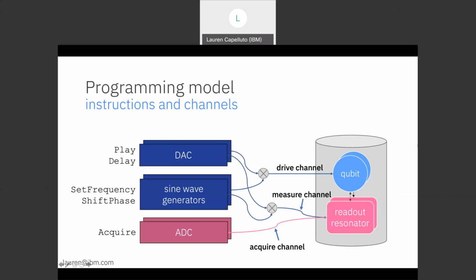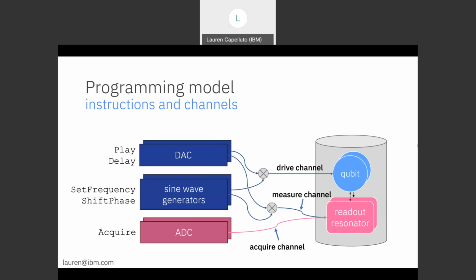The separation makes sense if we think about how the control rack electronics could be set up. So we have a digital to analog converter that can be part of an arbitrary waveform generator. This instrument is going to consume the play instruction, which is passing the user's sample data to this device. The set frequency and shift phase instructions are setting that phase and frequency and playing it through a continuous sine wave generator. So the output tone will get mixed in with the output of the DAC and get sent through a signal channel to the qubit.